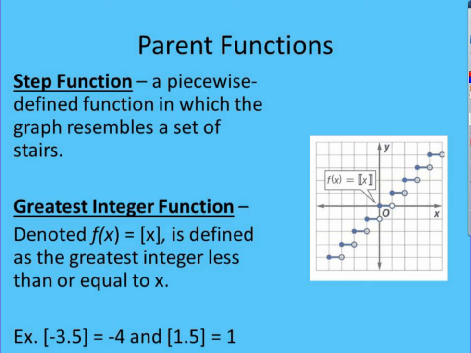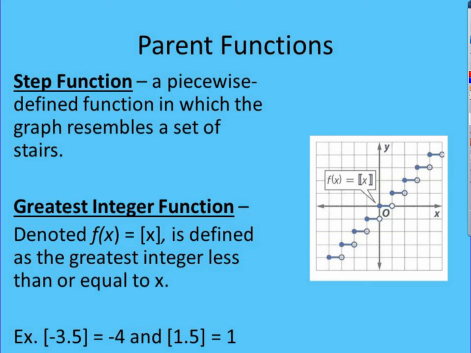One type of step function is the greatest integer function. You're going to denote this with these square brackets around the x. So f of x is equal to x inside those square brackets. And it's defined as the greatest integer less than or equal to x.